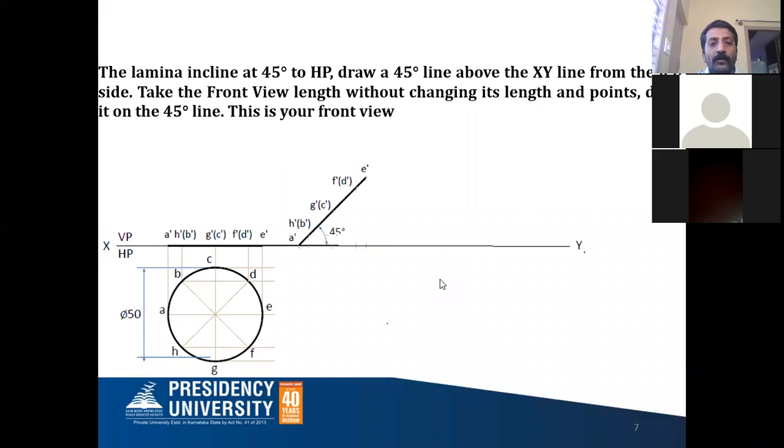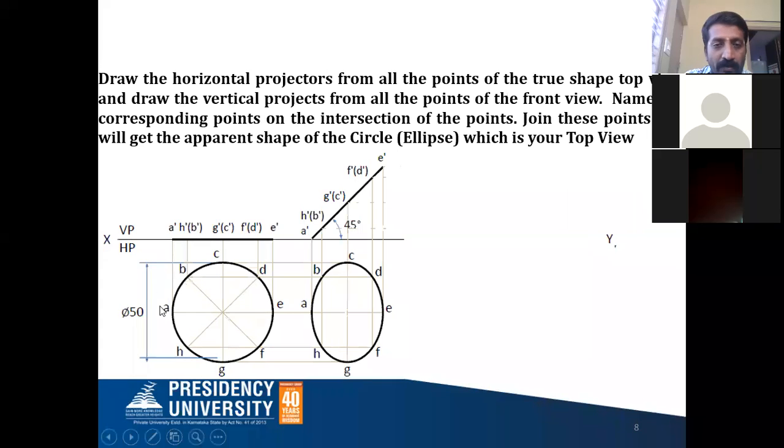Now to draw the top view, what do you have to do? You have to draw the vertical projectors from this front view which you have drawn now. Draw the vertical projector from all the 5 points like this, and draw the horizontal projectors from the top view, the first top view like this. Now you coincide the points and name them.